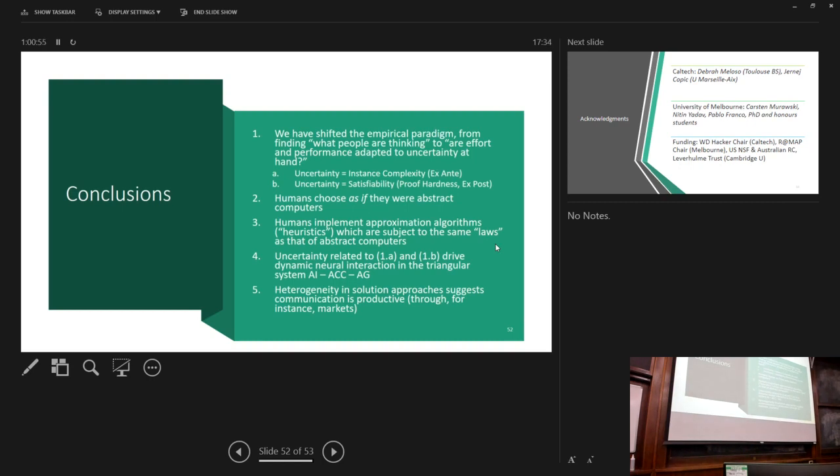Humans choose as if they were abstract computers. So this theory, which was developed for abstract computers, for Turing machines, applies to biological computers like us. And I would even challenge maybe monkeys, and I don't know how far you can work on an animal model of this type of problem. Humans implement approximation algorithms, or heuristics, which are subject to the same laws as that of abstract computers. Approximation complexity works. Uncertainty related to these two sources of uncertainty drives dynamic neural interaction in a triangular system: anterior insula, anterior cingulate cortex, and angular gyrus. By the way, there's another part of the brain that actually is significant in the whole brain analysis, but I think it has to do more with frontal eye field, people adjusting their eye gaze. Heterogeneity in solution approaches suggests communication is productive through, for instance, markets. So there is work to be done for social science as well, and that's it.